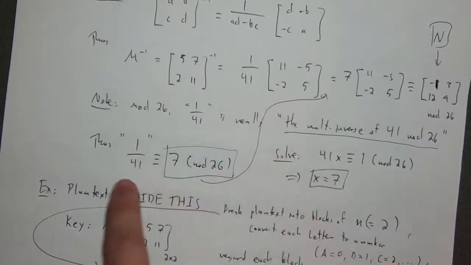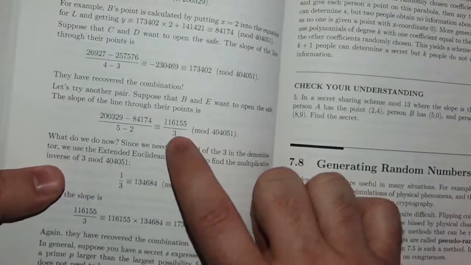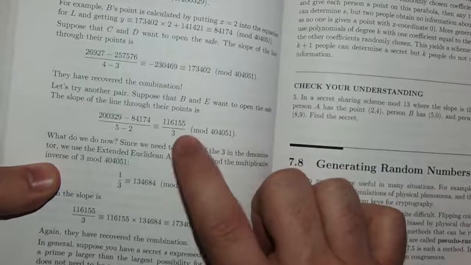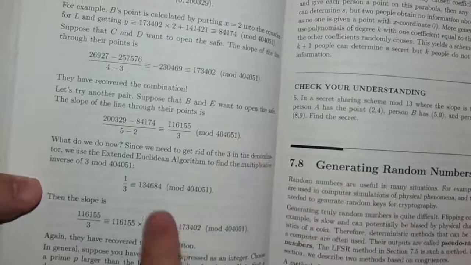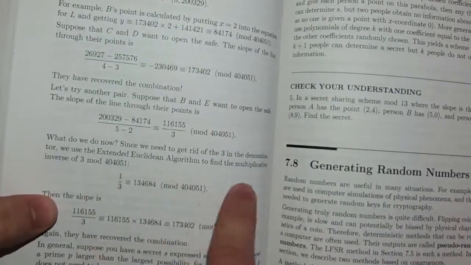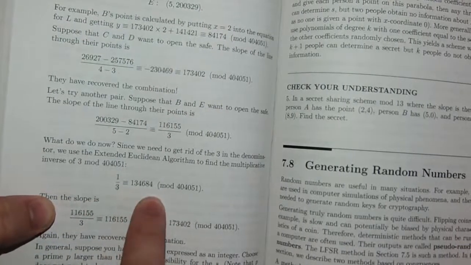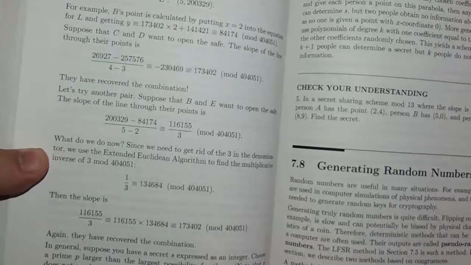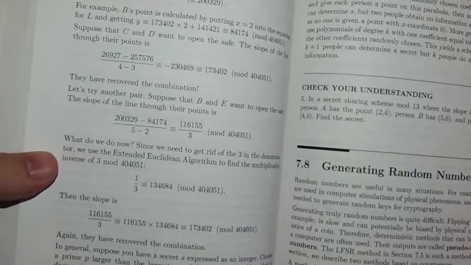You can't reduce 41 mod 26 and say, yep, that fraction's fine. That's not how it works. So 1 over 41, of course, means the multiplicative inverse of 41. So you have to find out what that is, mod 26. Similarly, here you should view this as 116155 times the multiplicative inverse of 3 mod 4,440,451. And of course, this is found using the extended Euclidean algorithm. You can find what the multiplicative inverse of this thing is. So there it is. It is 134684 mod 4,440,451. So the multiplicative inverse of this thing is this number. And so this slope is actually this product, which is exactly still the same combination.